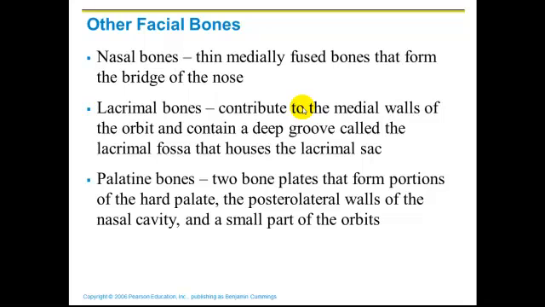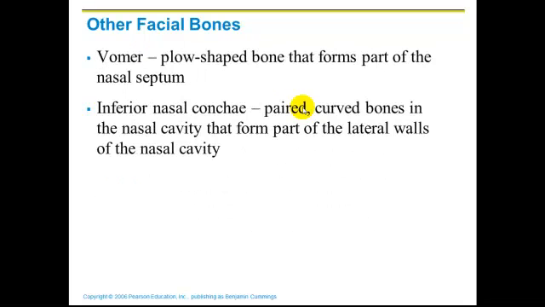The palatine bones, these bones form plates that form the back region of the hard palate, as well as the walls of the nasal cavity and a very small portion of the orbits. The vomer, mentioned before, is an unpaired bone, and this would form the bony part of the nasal septum. And finally, the inferior nasal conchae. These bones will form part of the lateral walls of the nasal cavity, and we will look at these all in situ or in position.